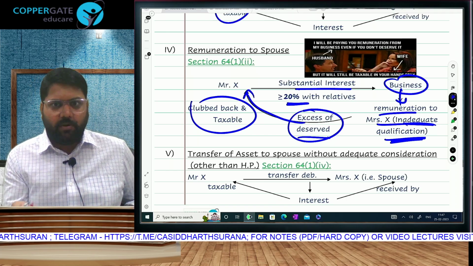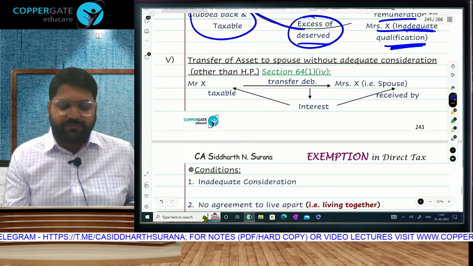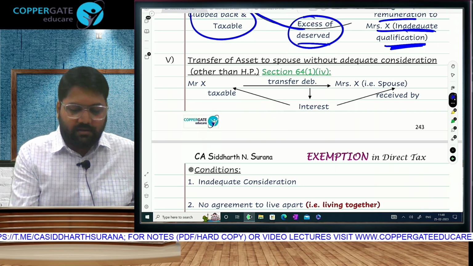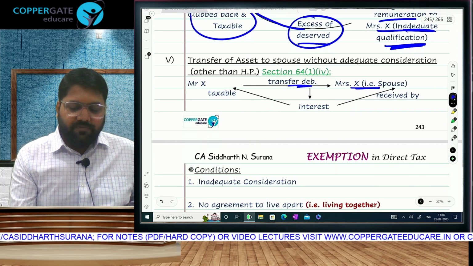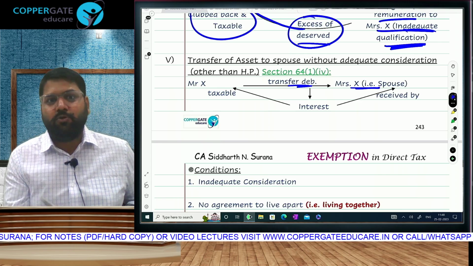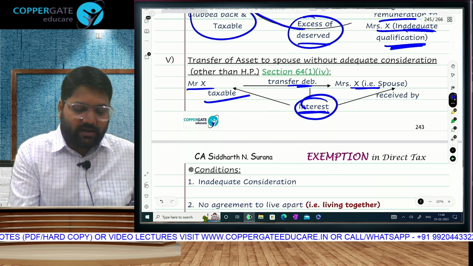If she deserves, no problem. If not, then the excess is going to be clubbed back. If you transfer any asset to a spouse without adequate consideration, that is, transfer of asset to spouse without adequate consideration. If you take adequate consideration and offer capital gains to tax, then no problem. Without adequate consideration, the income arising will again be clubbed in your hands.